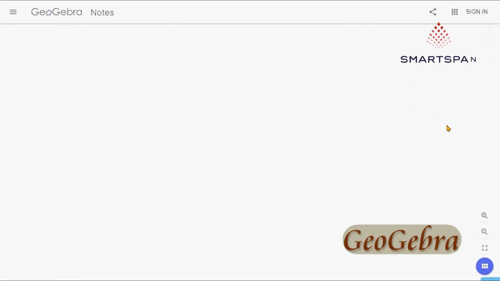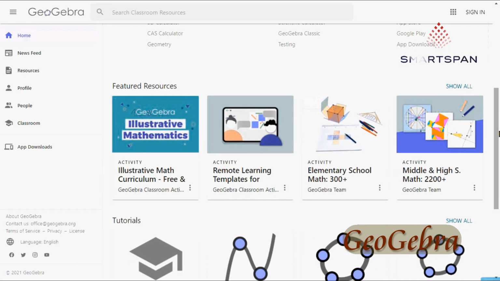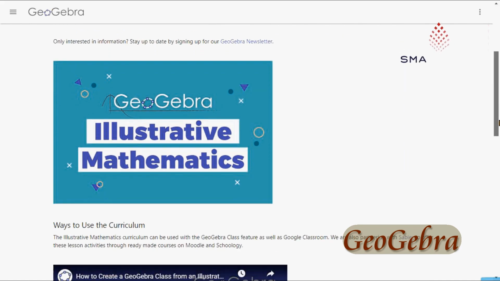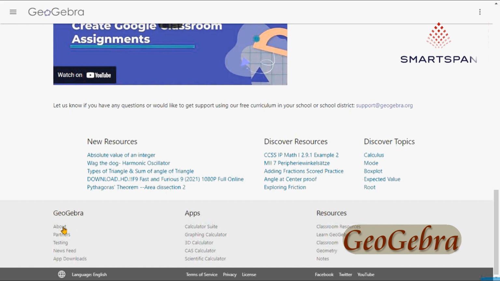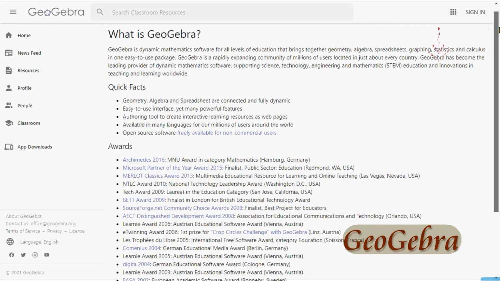GeoGebra is dynamic mathematics software for all levels of education that brings together geometry, algebra, spreadsheets, graphing, statistics and calculus in one easy-to-use package. GeoGebra has become the leading provider of dynamic mathematics software.